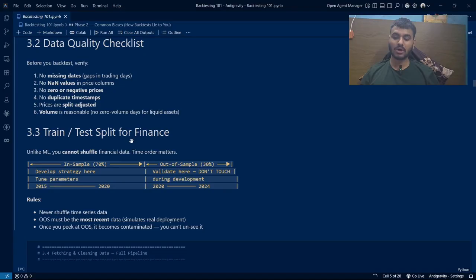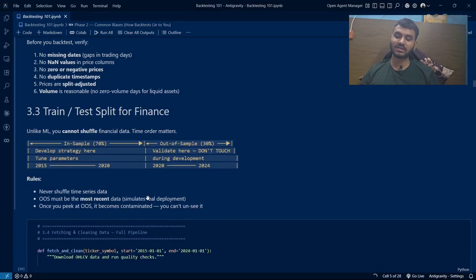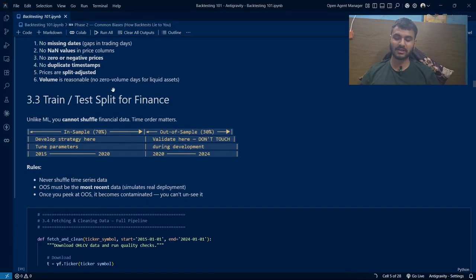Now how can you do this? One of the things that you can do is a train-test split. So if you had, let's say, 2015 to 2024, 9 years of data, what you could do is use 70% to develop your strategy and fine-tune the parameters, and use 2020 to 2024 as your out-of-sample data where you validate.